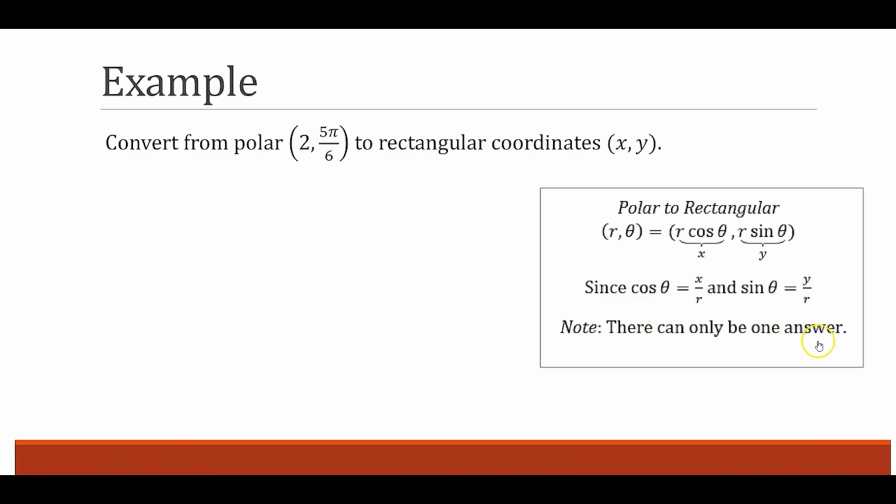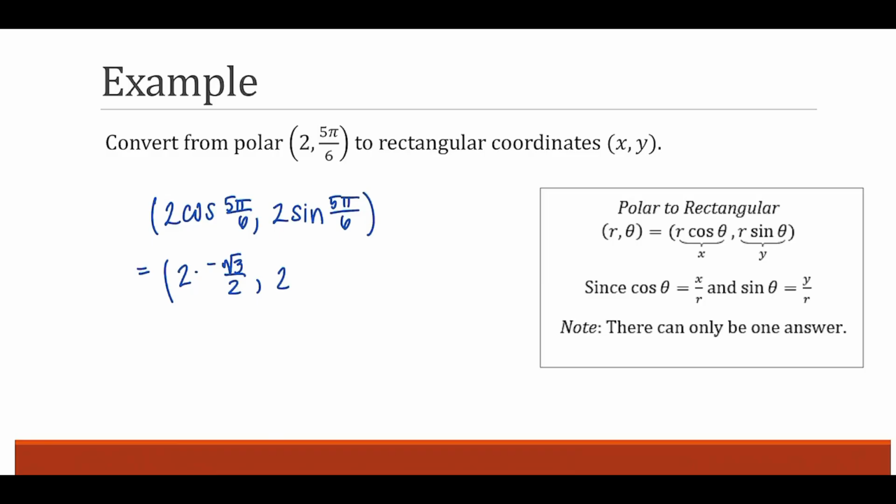So note there can only be one answer. So there's only going to be one answer that comes out here, one rectangular coordinate point, x, y. So let's go ahead and find that. Our x, y is going to be 2 times cosine of 5 pi over 6 and 2 times sine of 5 pi over 6. So now we're going to go ahead and evaluate the trig functions in here. So I have 2 times cosine of 5 pi over 6 would be a negative radical 3 over 2. And then I have 2 times sine of 5 pi over 6.